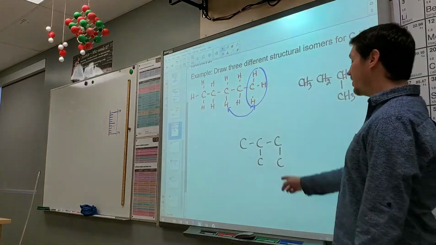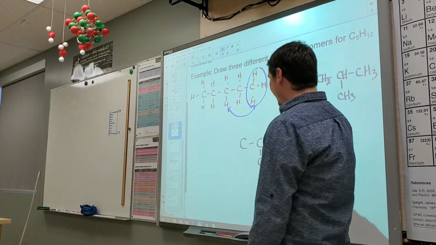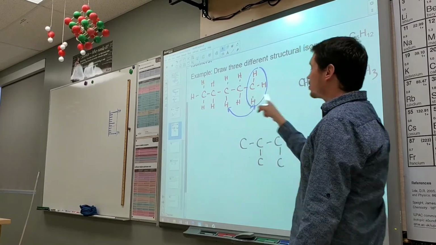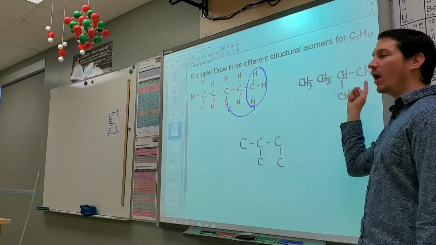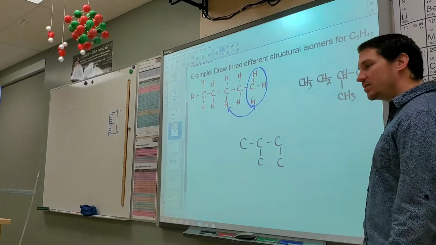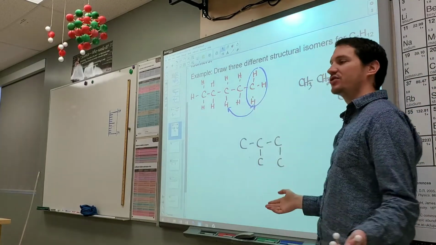So this is a structural isomer. Once you fill in all the hydrogens, this totally is a structural isomer of that. But so far, we've only been able to make 1. This thing and that thing, they're the exact same thing. So we've only made 2 out of our 3 structural isomers.